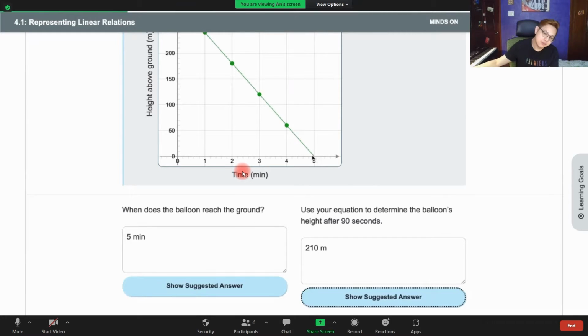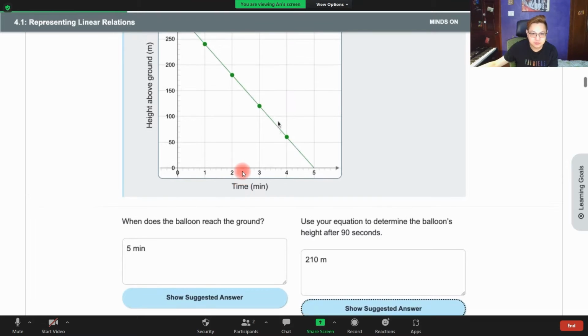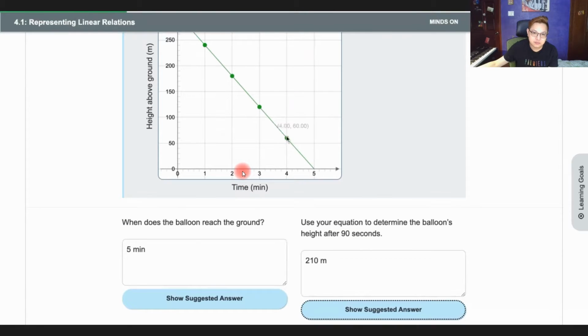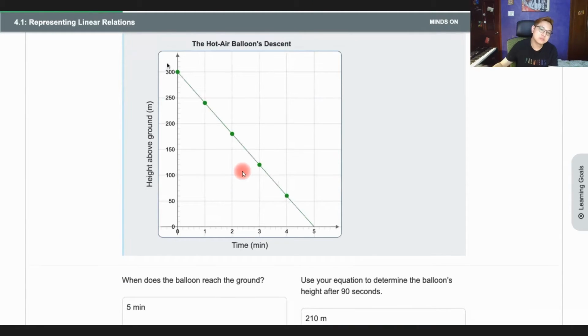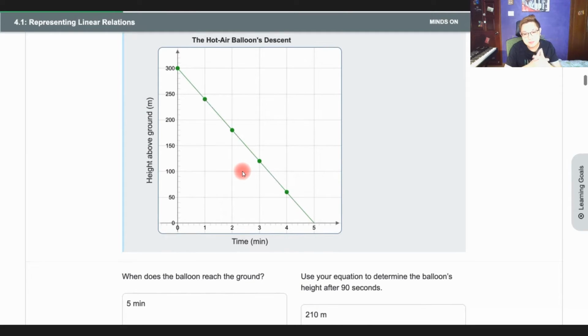5 minutes. So you can see, because you start at 300 and then for every minute you decrease by 60. You minus 60 meters, and then when you reach the ground, it becomes zero. So that's when you reach the ground.